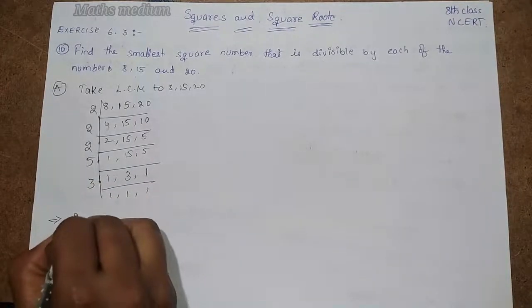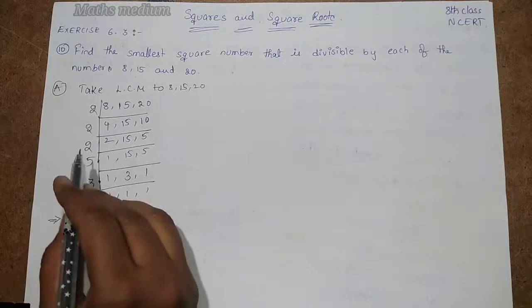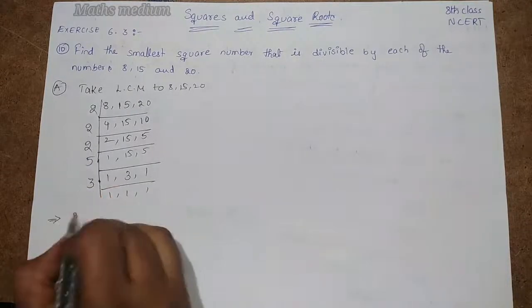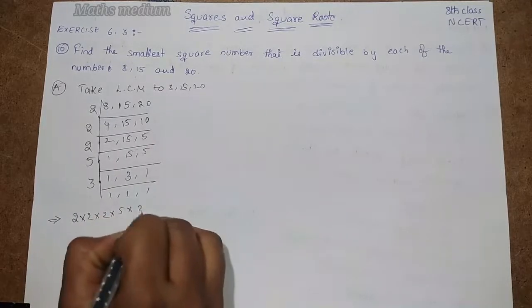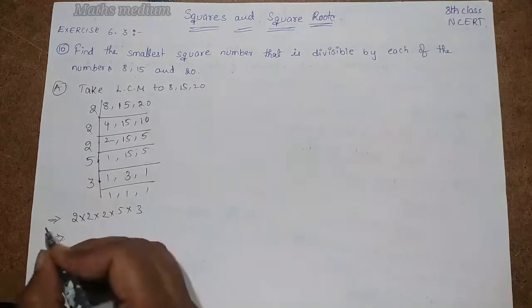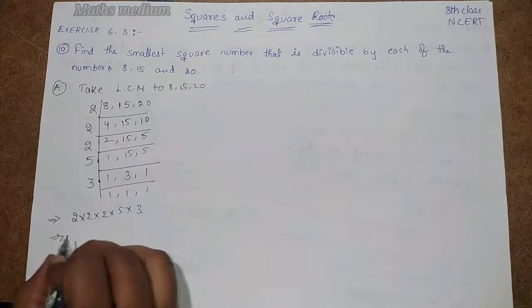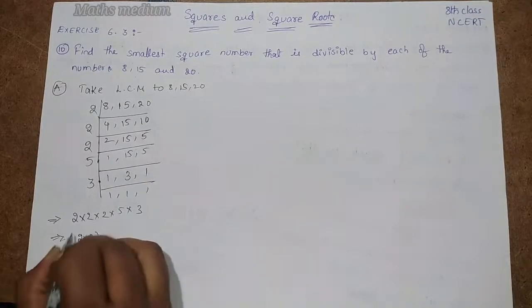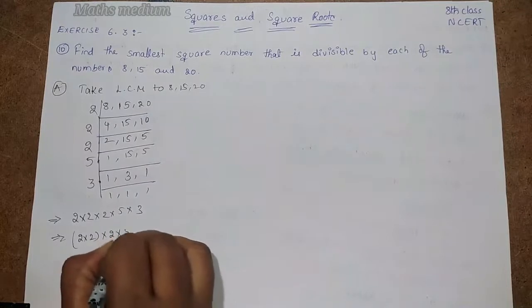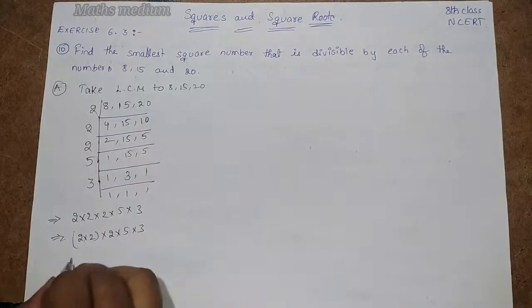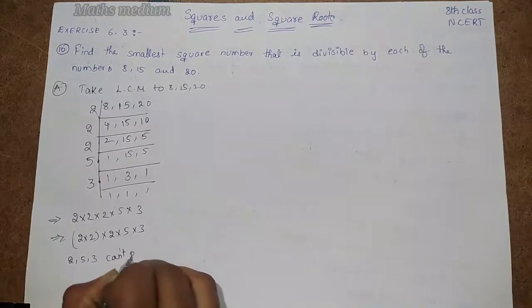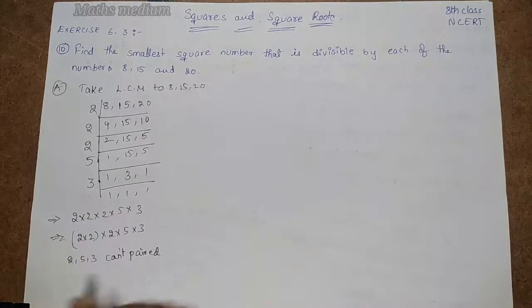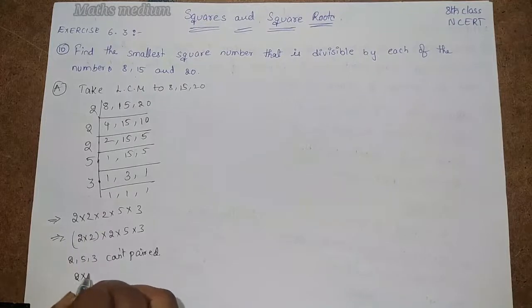Now it is in the form of LCM. So let's write 2 into 2 into 2 into 5 into 3. Now make pairs. 2 into 2 we have a pair, but we don't have pairs for 2, 5, 3. So 2, 5, 3 can't be paired. What do we have to do? Multiply these three numbers. 2 into 5 into 3, we get 30.